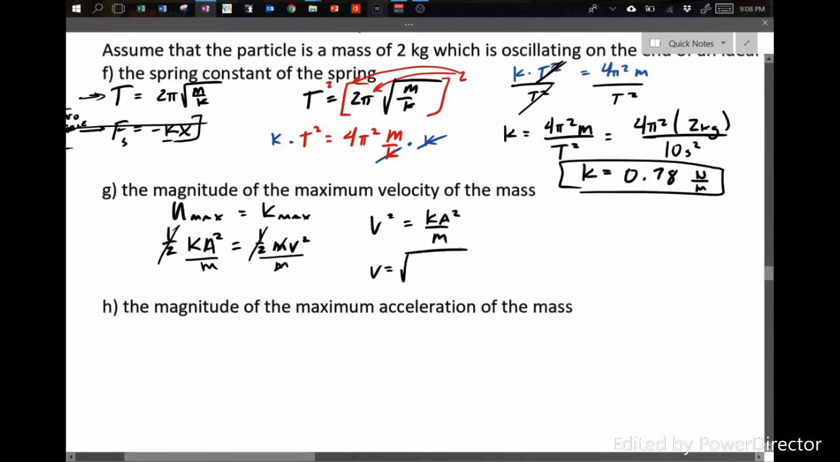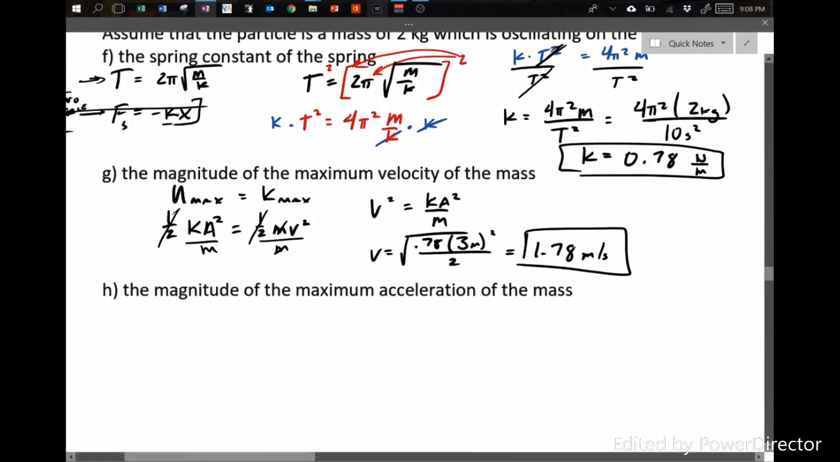So my velocity is the square root of k, 0.78, times the maximum amplitude. If you look up there, that's 3 meters squared divided by the mass of 2. You can plug that in and you see that our maximum velocity is 1.78 meters per second. That's my maximum speed. What is the magnitude of the maximum acceleration of the mass?